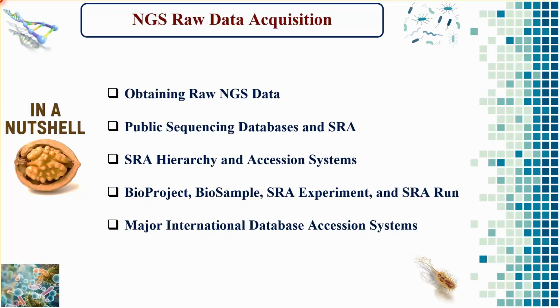In this lecture, we learned about the major approaches for obtaining raw NGS sequencing data. We discussed how sequencing data can be obtained from sequencing facilities and service providers and from public sequencing databases. We also learned about the NCBI Sequence Read Archive, or SRA, and we understood how sequencing data are organized into bioproject, biosample, SRA experiment, and SRA run levels. Finally, we explored the accession systems of major international sequencing databases including NCBI, EBI, and DDBJ.